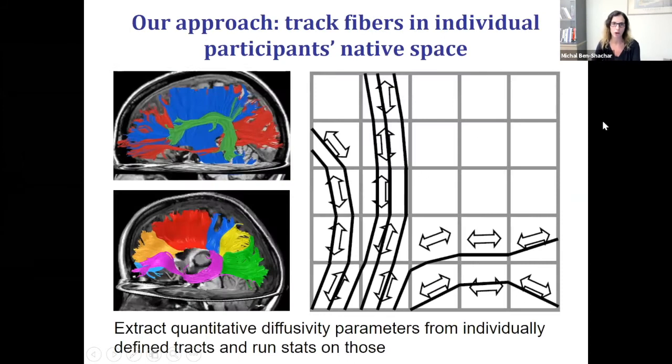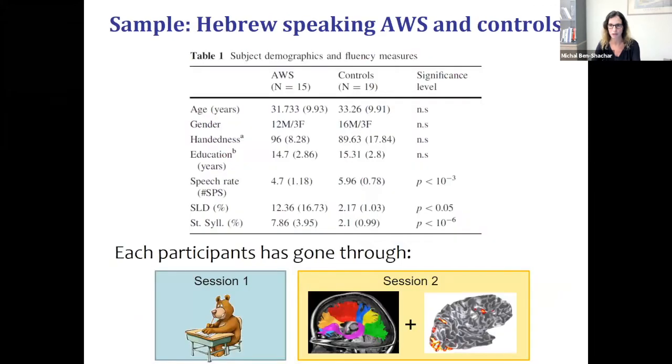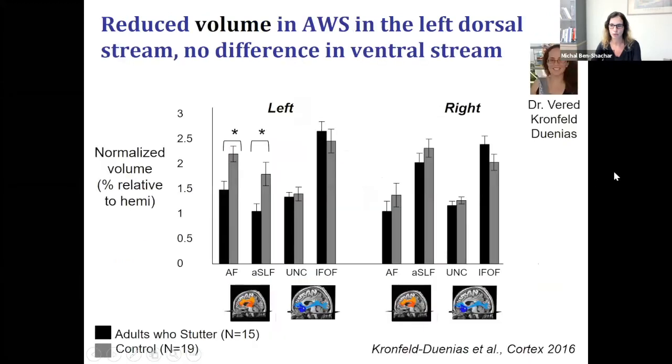And our approach, as always, has been to track fibers in individual participants in their native space. And then we will try to find our regions of interest in every individual separately and study its properties and try to avoid the problems that I alluded to before. So we recruited, this was close to 10 years ago, a sample of Hebrew-speaking adults who stutter compared to controls. This was the dissertation of Vered Kornfeld-Duenius.